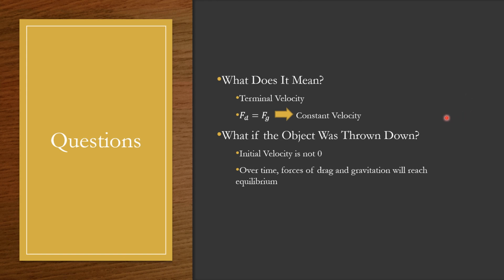Now, what if the object was thrown down instead at the start? If this were the case, our initial velocity would not be zero, and it could be moving faster than terminal velocity. However, the force of drag would be so high that the ball would start to slow down until drag and gravitational force reach equilibrium once again.